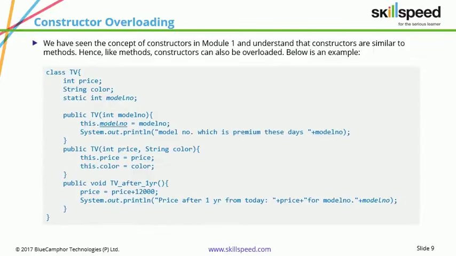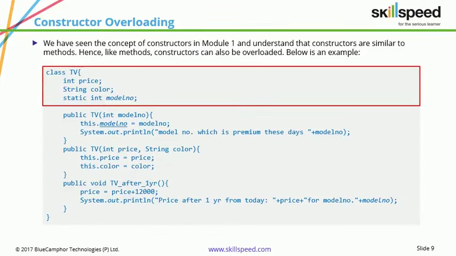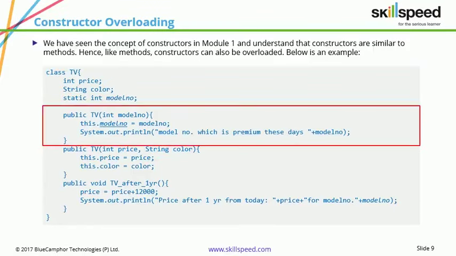Here is an example. Class TV, where I have integer price and string color as instance variables and static integer model number as a static variable. Now I have constructor public TV, into which I am sending the parameter integer model number. I am assigning the value of this integer model number parameter, which is a local variable, to the static variable model number using this dot model number equals model number, and I am printing the model number using the print statement system.out.println model number, which is premium these days, and giving the model number.